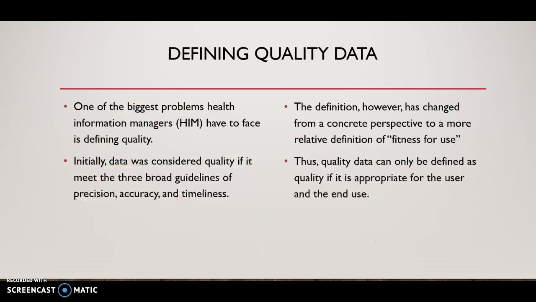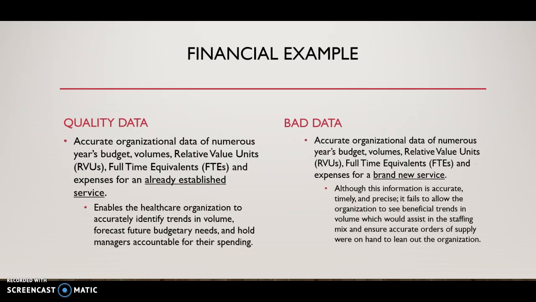budgets. The first section in the paper that I read by Lifehouser was defining quality data. One of the biggest problems health information managers have to face is defining quality. Initially, data was considered quality if it met the three broad guidelines of precision, accuracy, and timeliness. The definition, however, has changed from a concrete perspective to more of a relative definition of fitness for use. This quality data can only be defined as quality if it is appropriate for the user and the end use.